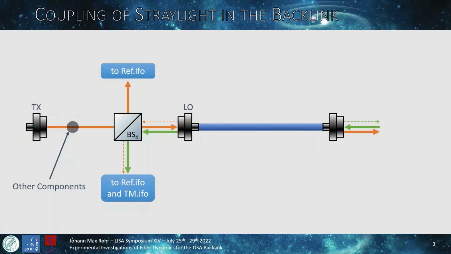One of the primary contributors to scattered light in the backlink is fiber backscatter. Light sent from the TX laser, here shown in orange, is sent to the backlink fiber through several components to deliver the local oscillator to the adjacent bench. However, some of this light is scattered back in the backlink fiber and joins the optical path of the local oscillator, shown in green, which is provided by the adjacent optical bench. In consequence, reference and test mass interferometer will be spoiled by this backscattered light.